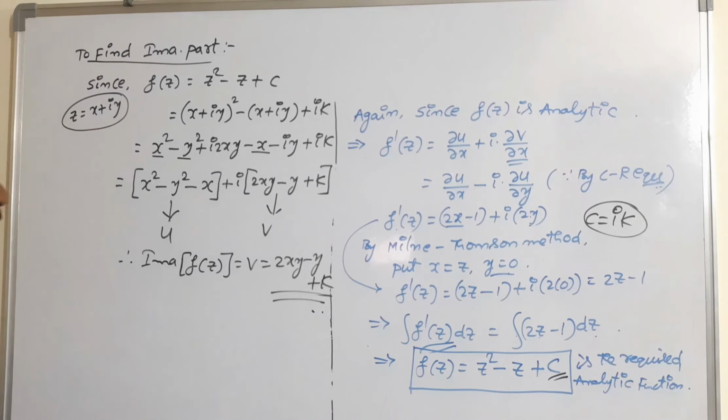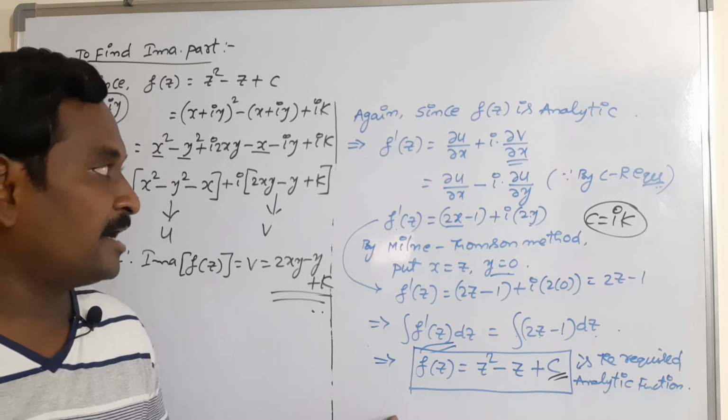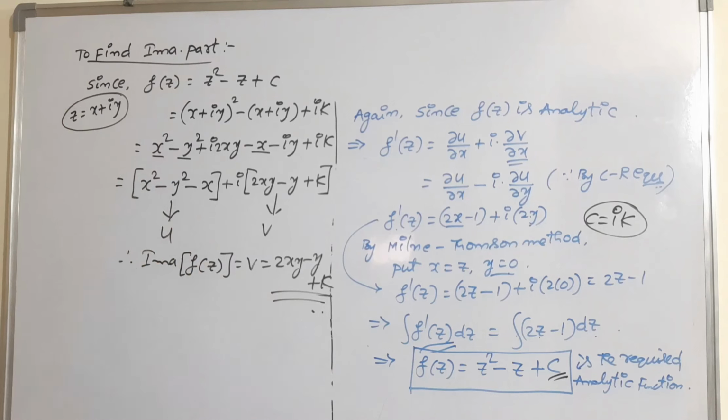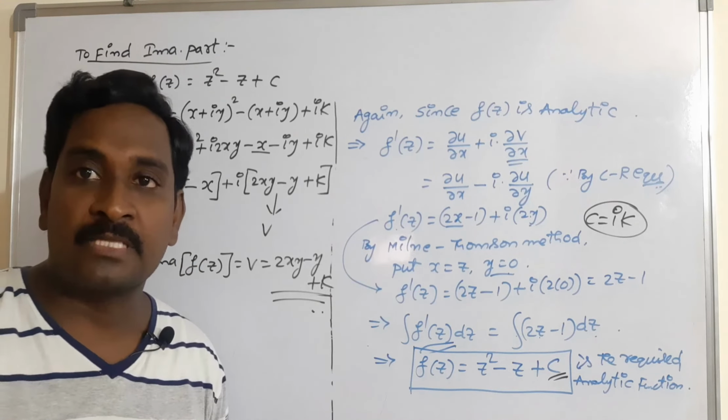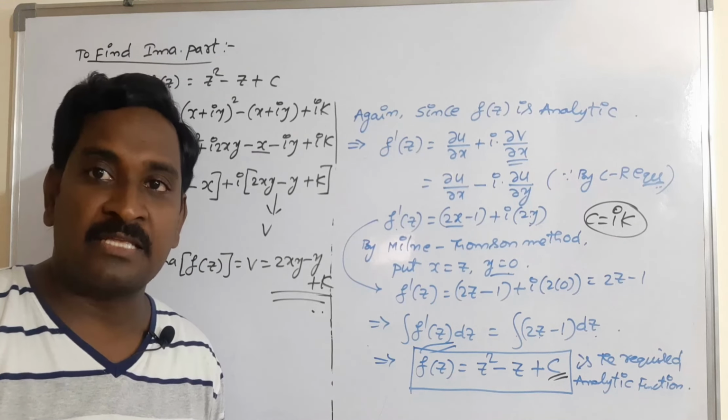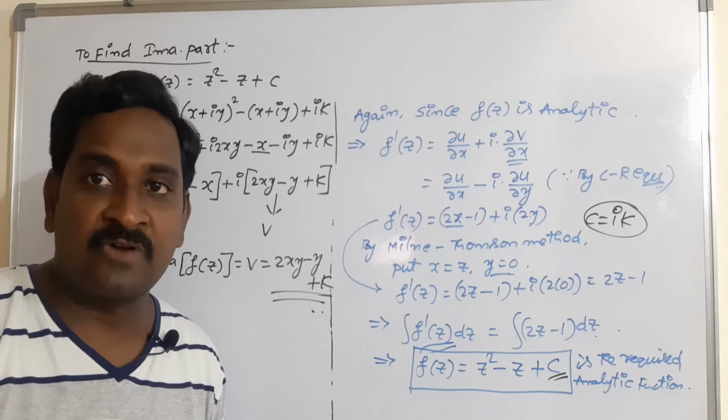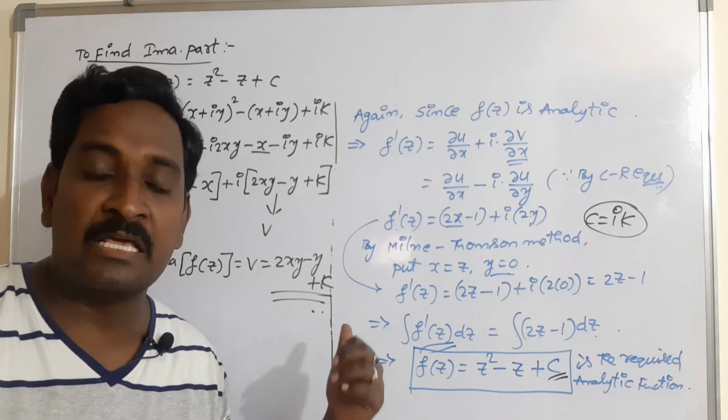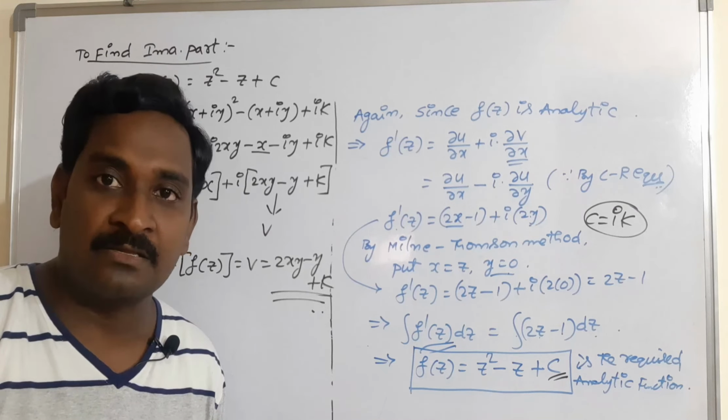In this way we can also easily construct the analytic function and we can easily find out the imaginary part using Milne-Thomson method. In the next video I will give another example to construct the analytic function whose real part, otherwise imaginary part, is provided in the statement. Thank you very much.